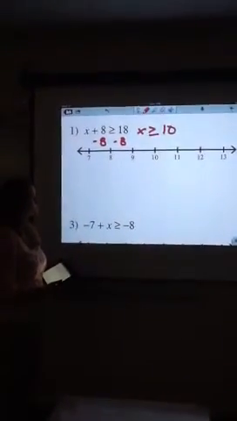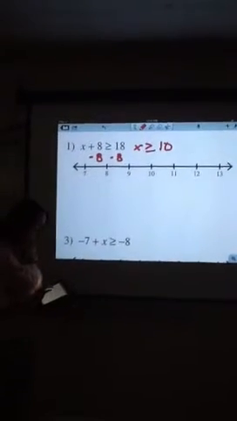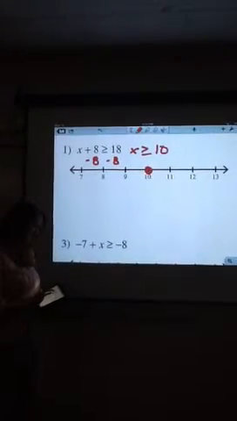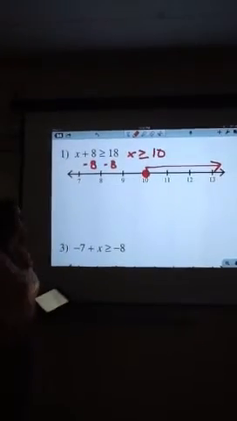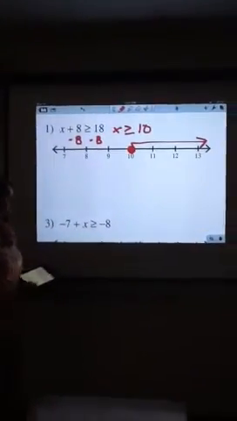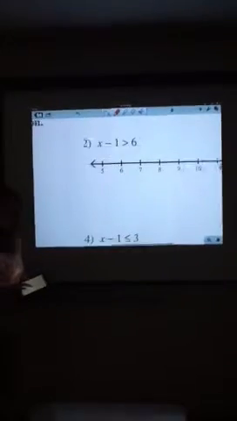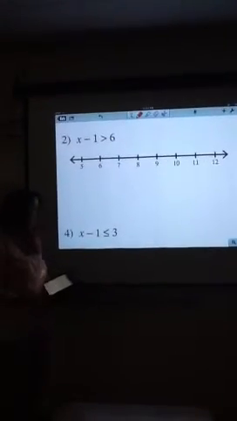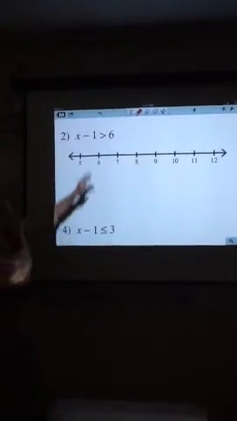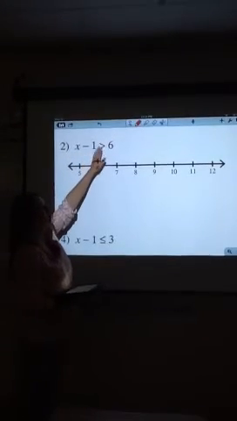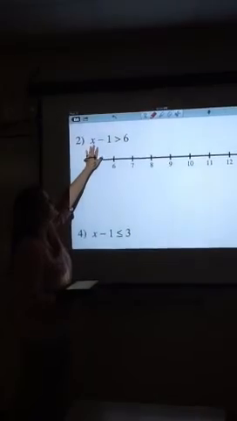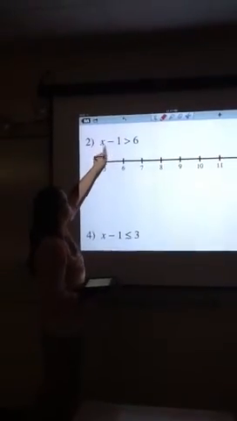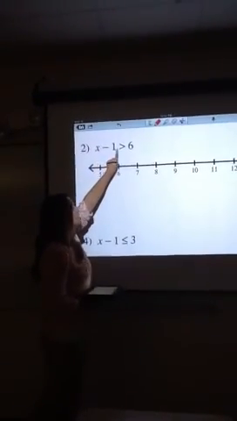And that's it. Now I can graph my solution. So I go to the number 10. I do a closed dot because x could possibly equal 10. And I do an arrow that shows that x is greater than or equal to 10. Number 2. Okay, again, I'm going to approach this just like I would as if this was an equal sign. I need to solve for x. I'm going to isolate x. So how do I get x alone? Well, I'm going to add 1 to both sides.